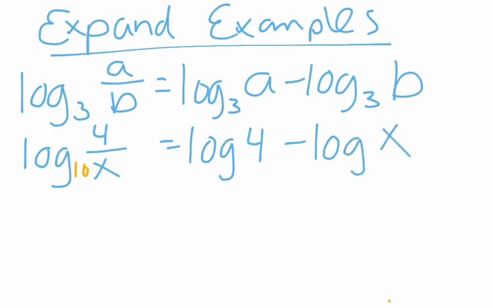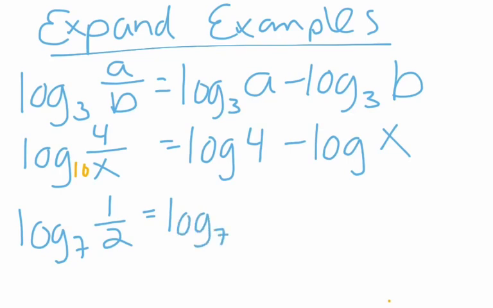So throw a constant in there, so we're not dealing exclusively with variables. And the last one is log base 7 of 1/2. And so that could be written as log base 7 of 1 minus log base 7 of 2.